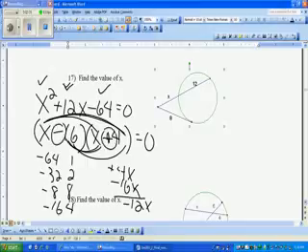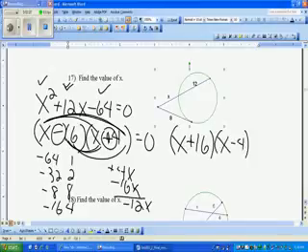So your factoring then will be x plus 16 times x minus 4. We have now factored our quadratic equation.